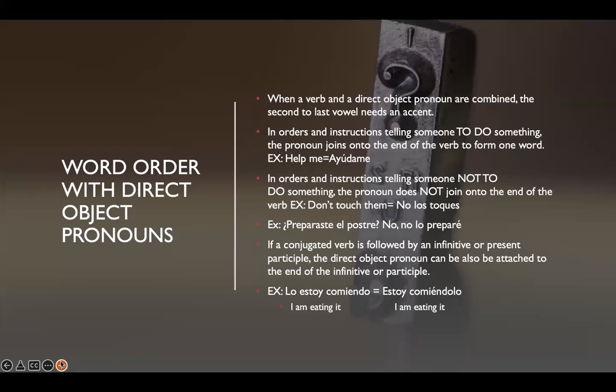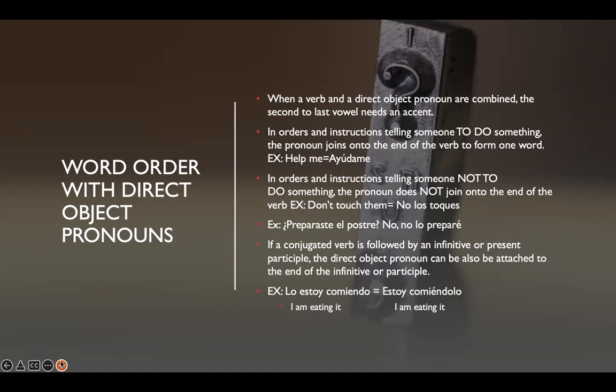Okay, so now we have word order with the direct object pronouns. This is very important because we want to make sure that the order of how we have placed our pronoun within the sentence makes sense within the sentence itself. If it doesn't, then the word order is going to be out of order, and you're not going to have a sentence that makes sense. With direct object pronouns, there's going to be some do's and don'ts here, so I would definitely take notes about this slideshow.